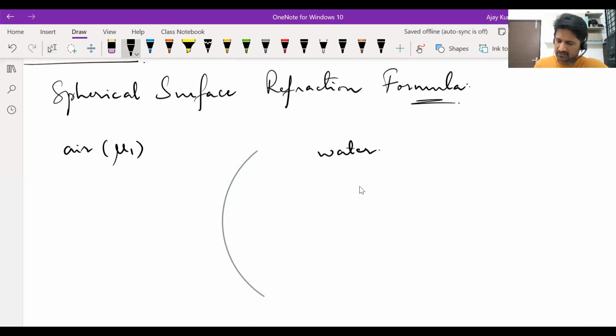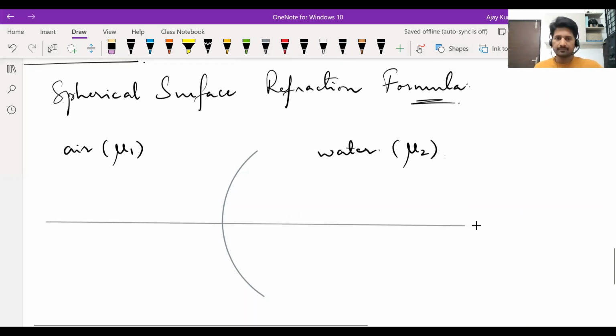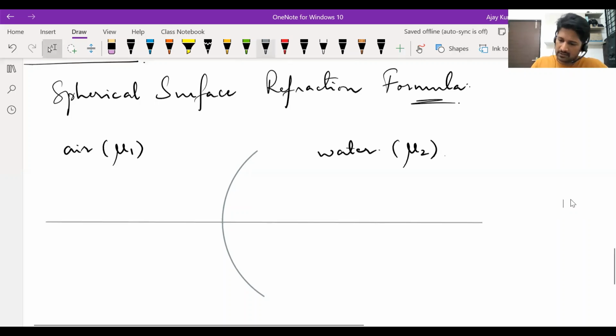Let's call this refractive index as mu1. Some other medium on the other side, let's call it as mu2. Actually it would have been better if I shaded the other side with some color, but let's not waste time on that. Imagine an object is placed somewhere here. I'm considering a point object.